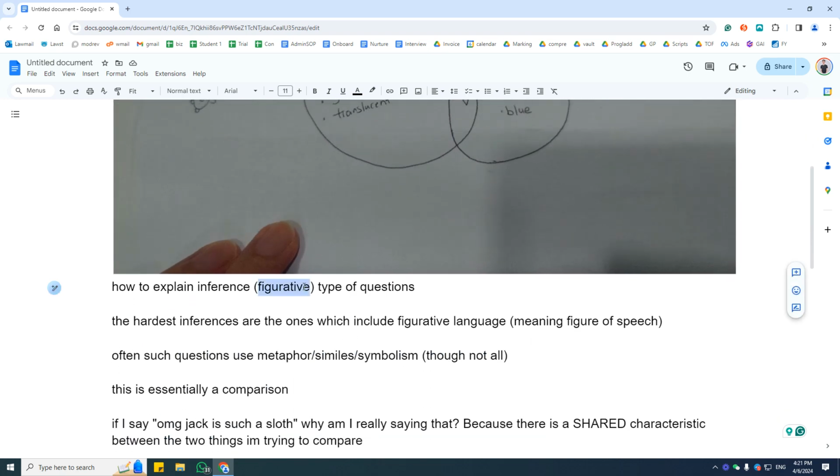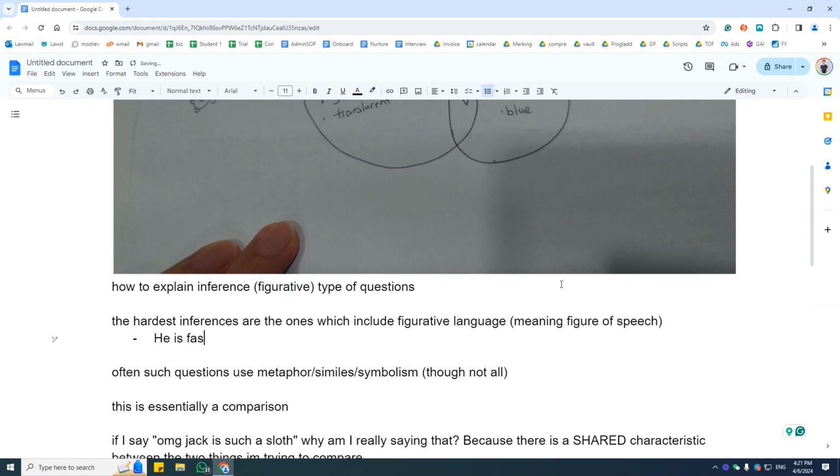I'll first explain what an inference figurative type question is. A figurative type of question is basically a figure of speech, right? So when I say he is as fast as a cheetah, that can't literally be true unless you are like an Olympian sprinter, right? Humans do not run literally as fast as big cats, correct? So this is not literal. This is a figure of speech. That's why it's what we call figurative language, okay? And normally this is through the use of literary devices like metaphors and similes, essentially a comparison.